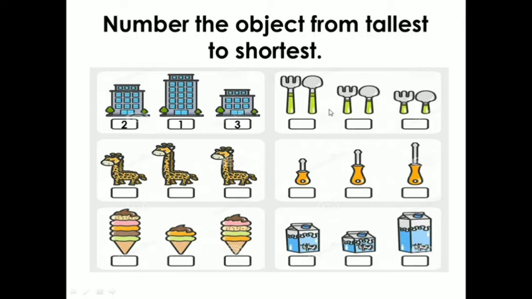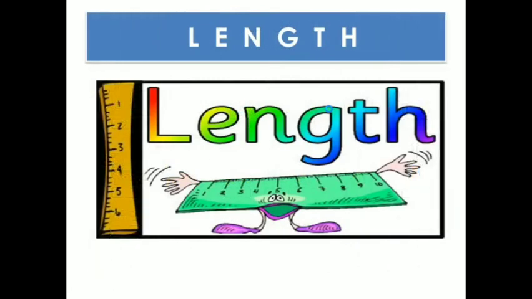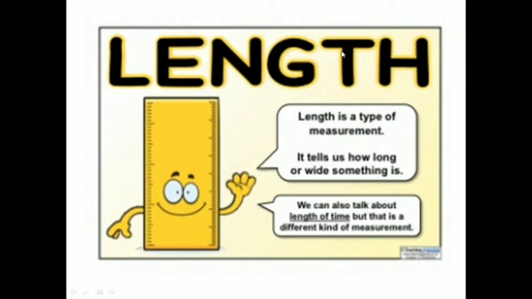Good luck answering. Next is the length. Everybody say it with me. Length. Okay. What is length? Length is a type of measurement. It tells us how long or wide something is. So we compare the length to the height. The height measures how tall, but the length measures how long or wide something is.